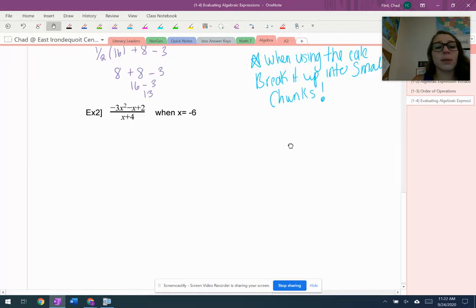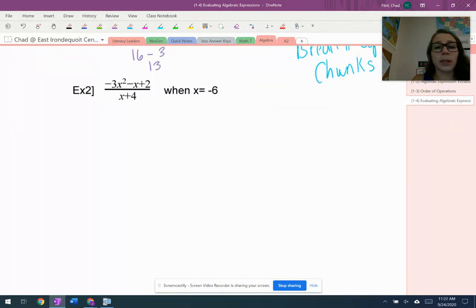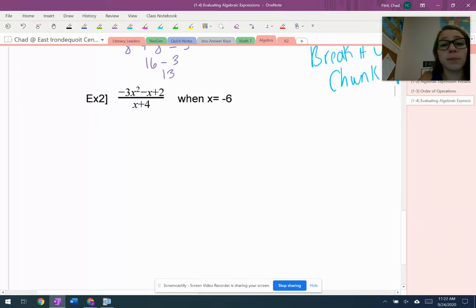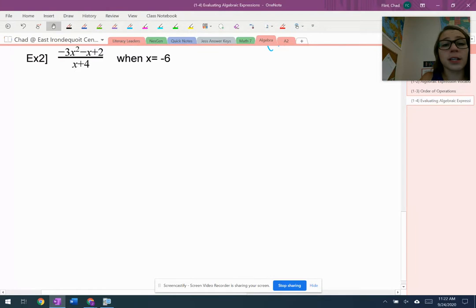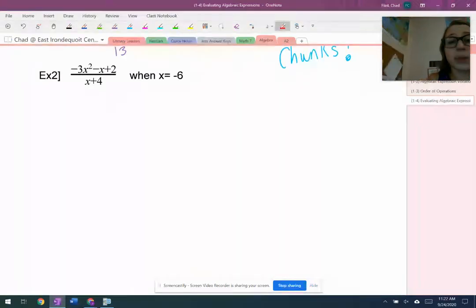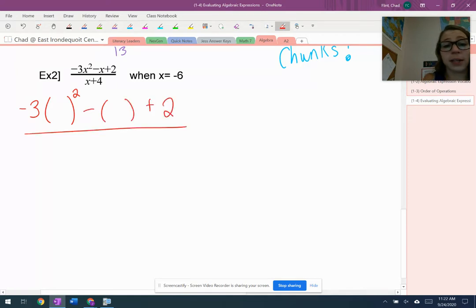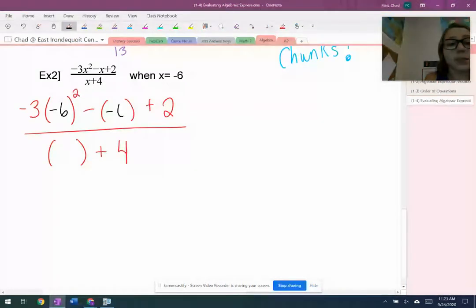All right, example 2, a little bit more complicated here. Again, the first thing I'm starting with, just like I did in the last example, is everywhere I see an x, I'm replacing that with an empty set of parentheses. Notice how when I'm dealing with the exponents, my exponent is staying on the outside of those parentheses, not going on the inside. That makes a difference. Now, everywhere in for x, I'm putting -6.